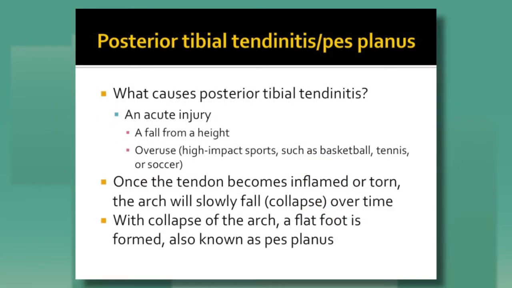What causes posterior tibial tendonitis? An acute injury may cause it, such as a fall from a height. Most commonly, it's overuse. So overuse activity causes generalized stress on the tendon over a period of time. Once the tendon becomes inflamed or torn, the arch will slowly fall or collapse over time. And this is something that's called adult acquired flat foot.